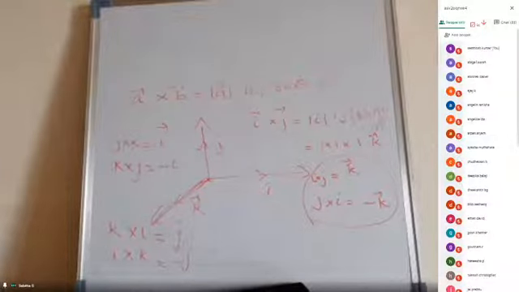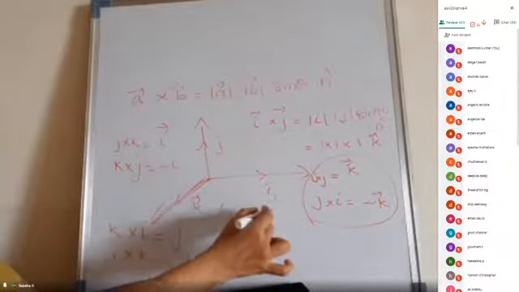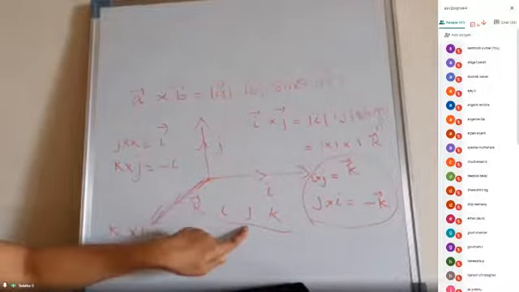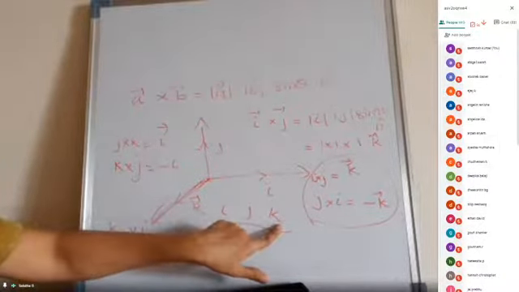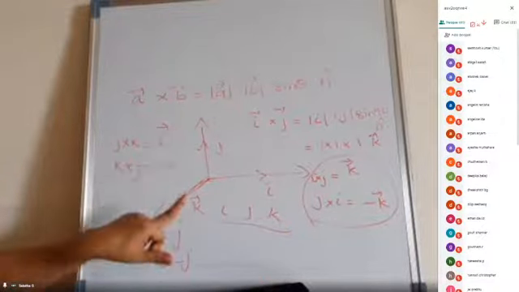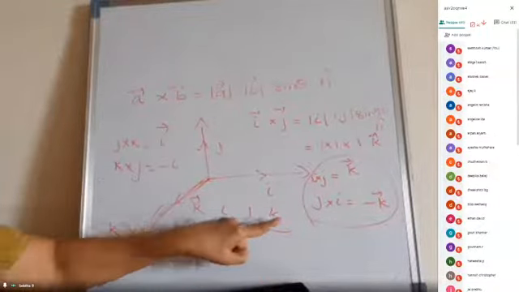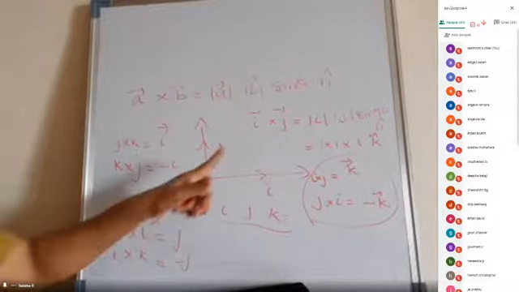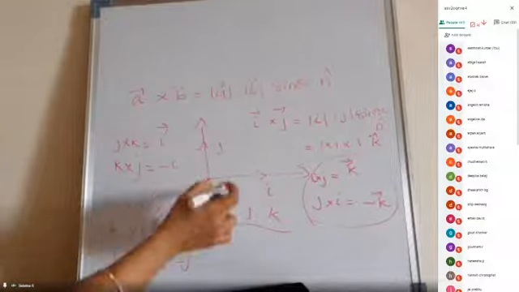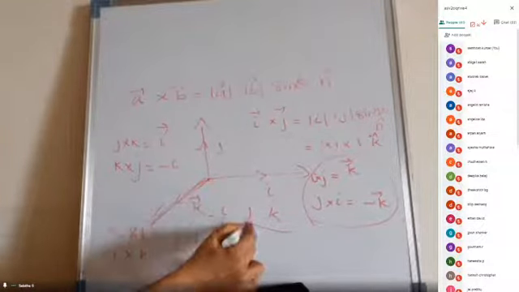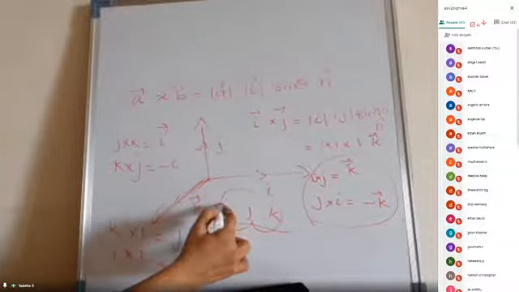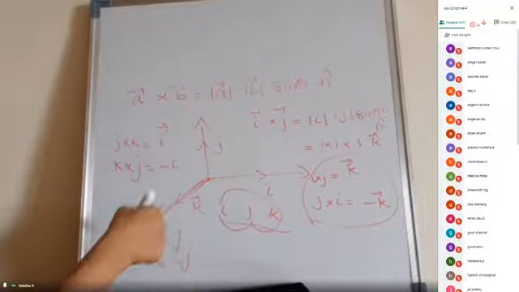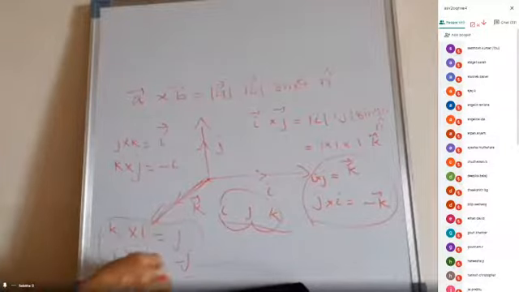For this, listen. I, J, K should be in order. After I, J; after J, K. This is a cycle: I, J, K. J, I is the reverse form, so you will get negative. I, K is the reverse form. Do you understand? So I, J, K, then K, I is correct. It is the cyclic form. If you do the other way, you will get negative.